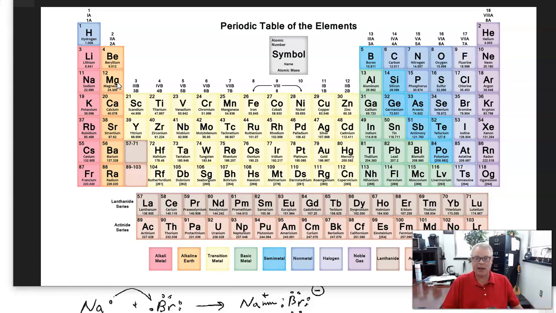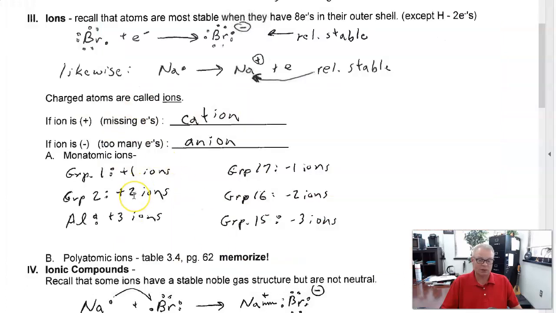What do you think would happen with the calcium atom? Well, it'll probably lose 2 to have 18 like argon. How about strontium? Yeah, how about barium? Do you see that all these elements in group 2, your alkaline earth metals here, all form +2 charges? Because if they lose 2 electrons, now they've got a nice noble gas structure. Okay?